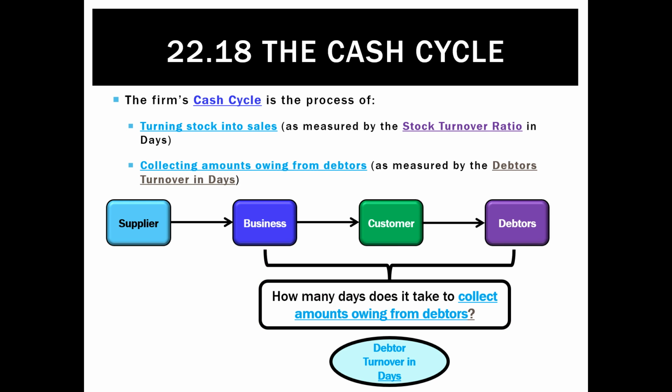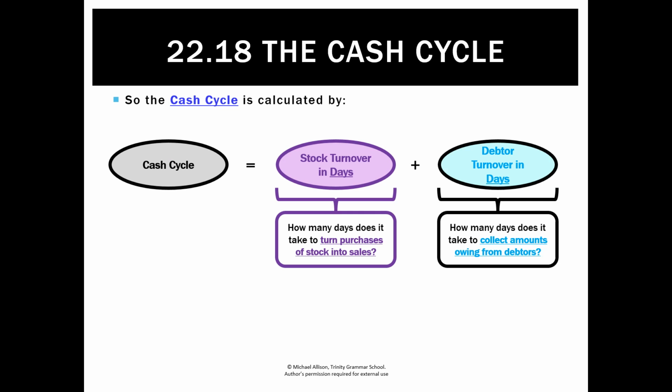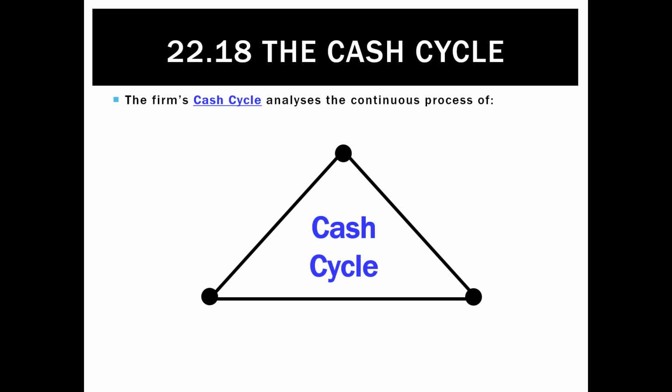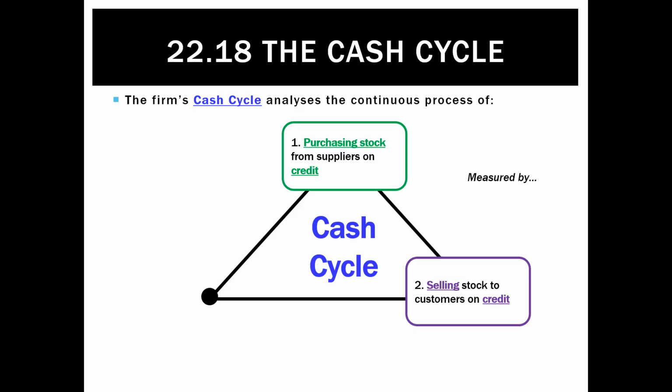And then for those customers that buy on credit and become debtors, how long on average does it take to collect amounts owing from those people, which is called our debtors turnover ratio. And together, the cash cycle is simply the total of those two numbers. And what does it represent? Well, the way our business runs is it buys stock on credit from a supplier. It then sells that to customers, and possibly on credit. It could also be for cash.